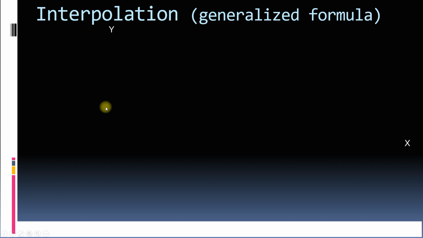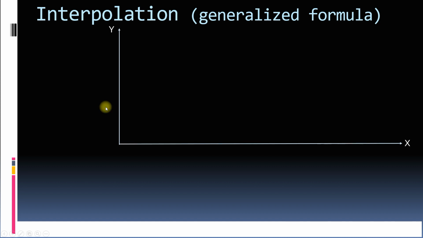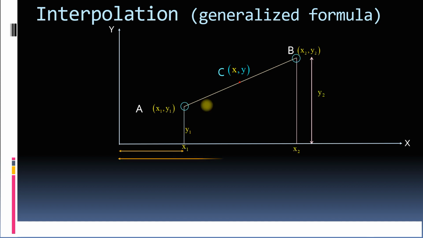We'll now try to develop the generalized formula for interpolation. Consider again two reference axes, the x-axis and y-axis. This is point A having coordinates x1, y1 and point B having coordinates x2, y2. We assume there is a linear relationship between A and B. Point C, which lies between A and B, has a known distance x from the y-axis. We need to find the value of y. Points A, B and C are at distances x1, x2 and x from the y-axis respectively.